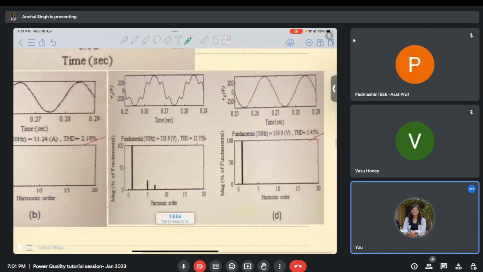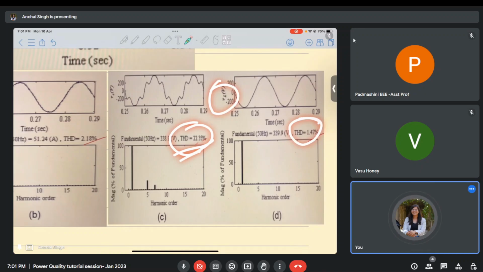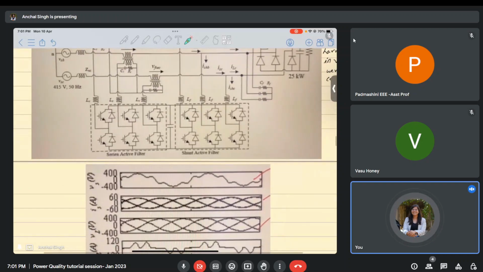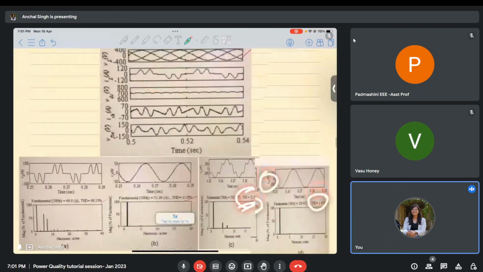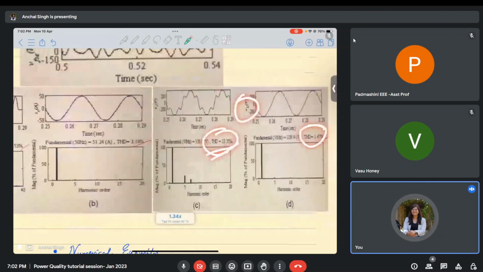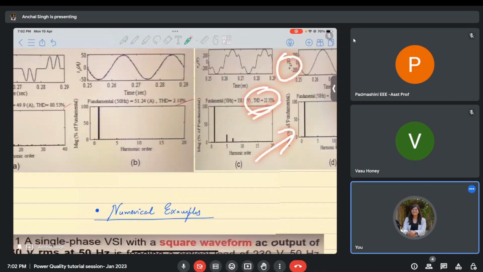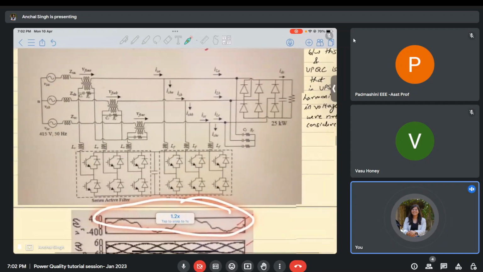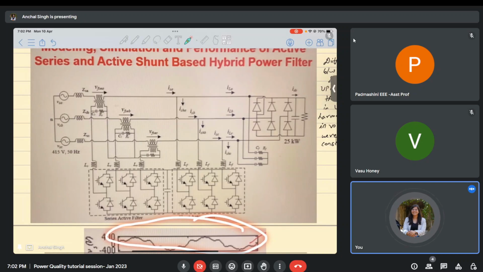If you look at the source voltage THD, it is currently 22%, and even though the source has a lot of harmonics in itself, the load voltage has only 1.4% THD, because here the source voltage was highly nonlinear in nature. We introduced a lot of harmonics in the source voltage in this particular case. So even though the source voltage was highly harmonic with 22% THD, the load voltage was beautifully sinusoidal. That means we were able to take care of both voltage-based and current-based power quality problems using this topology of active-active compensators as a part of the hybrid filter.